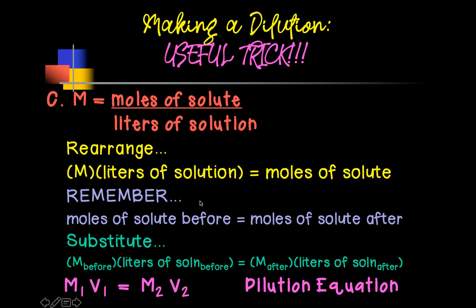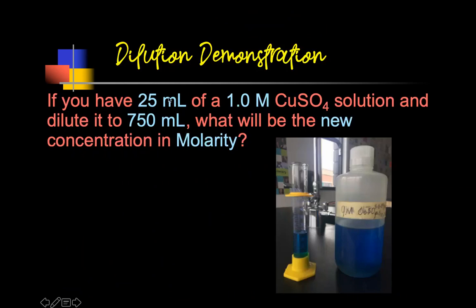So that's a lot of general talking. Let's do an example. Let's say I had 25 milliliters of a 1.0 molarity copper sulfate solution. So there's my 1 molarity copper sulfate. You can see it's kind of a dark solution because 1.0 molarity means there's 1 mole per liter of solution. Here's 25 milliliters of that solution. So I want to dilute it to 750 milliliters and figure out the new molarity.